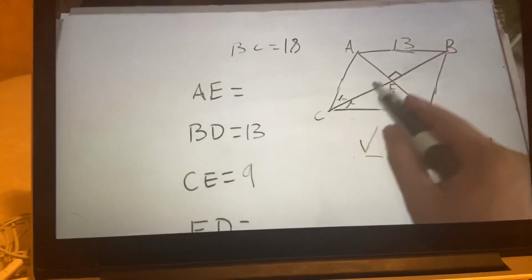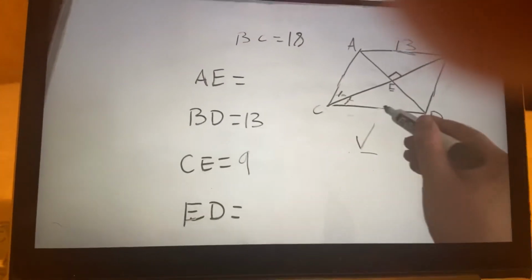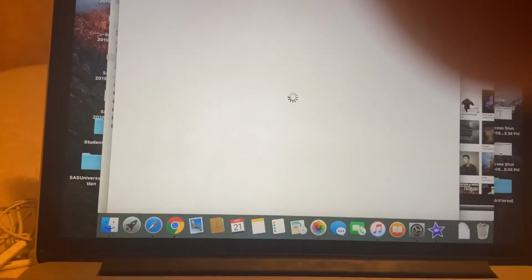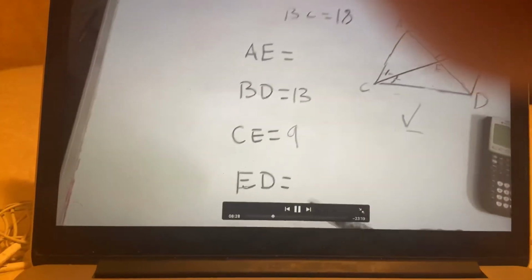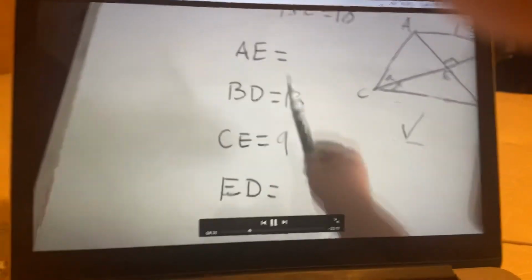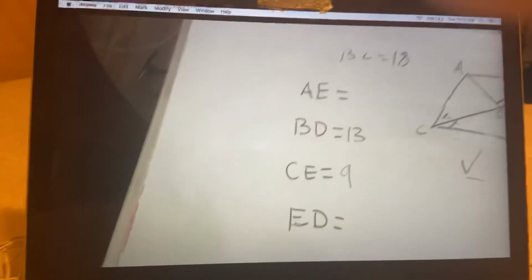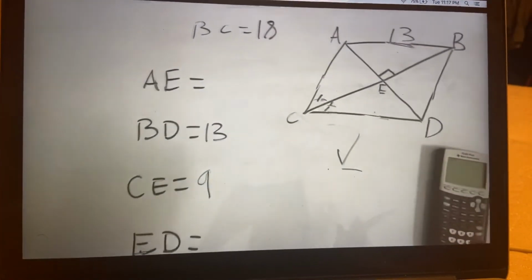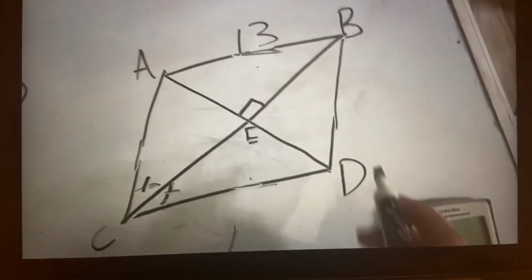Now, don't assume that the diagonals are congruent. Remember, that it's a specific characteristic of a rectangle. We are not talking about a rectangle here. We're talking about a diagonal. So do not assume that side lengths ED and AE will also be 9. We cannot do that. However, there is still a way to find these side lengths.